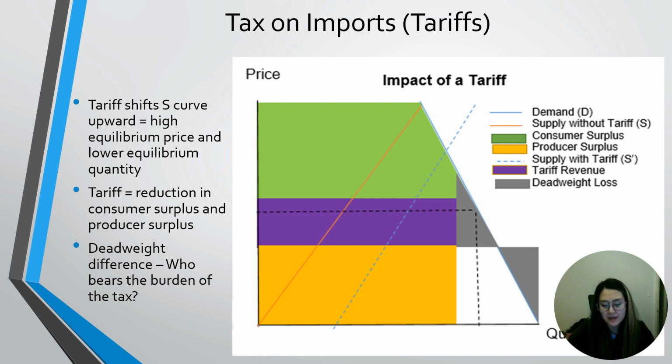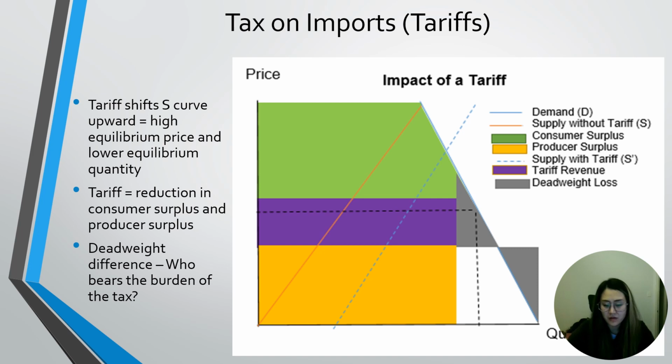With the consumption tax, both consumer and producer bear a portion of the tax burden, leading to a parallel shift in the demand curve. In contrast, with the tariff, the burden is primarily borne by consumers, leading to an upward shift in the supply curve.